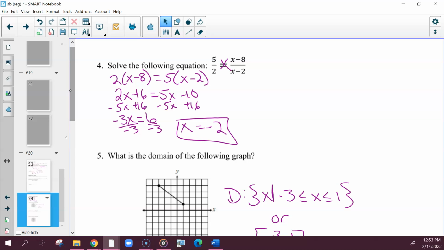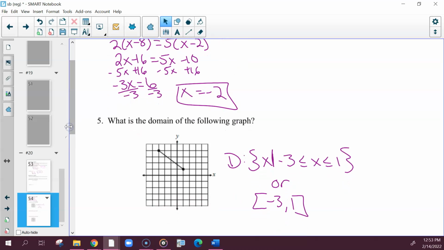And then for number 5, we had to find the domain of this function. This was a continuous function. So we need to look furthest left to furthest right. Furthest left would be at -3. Furthest right would be at 1. So from -3 to +1 would be our domain. Do we have questions on either of those 2?